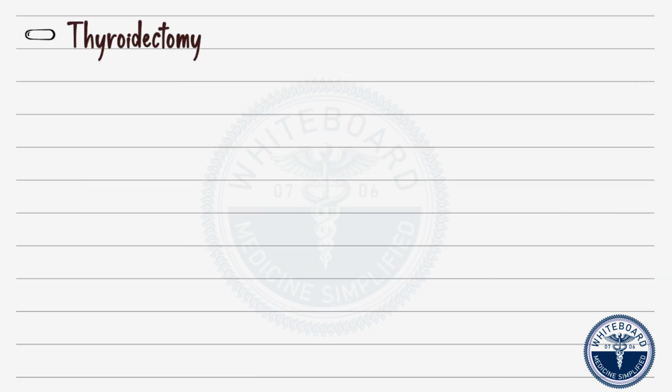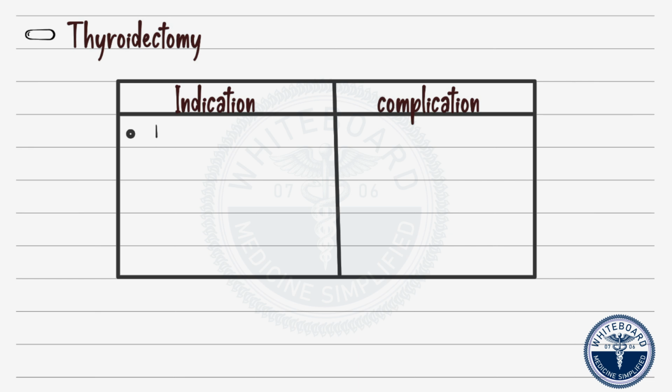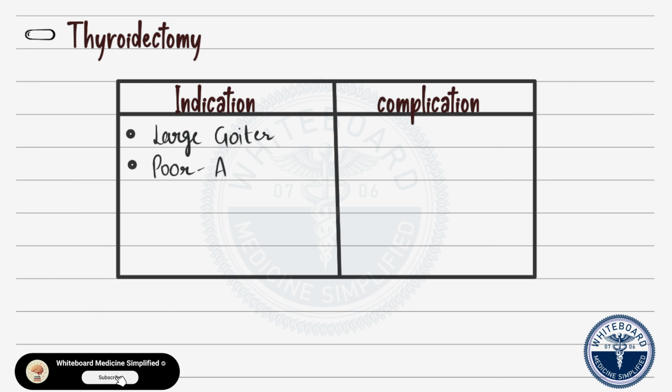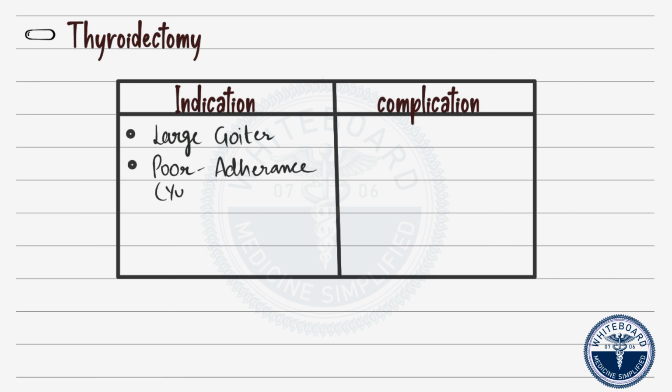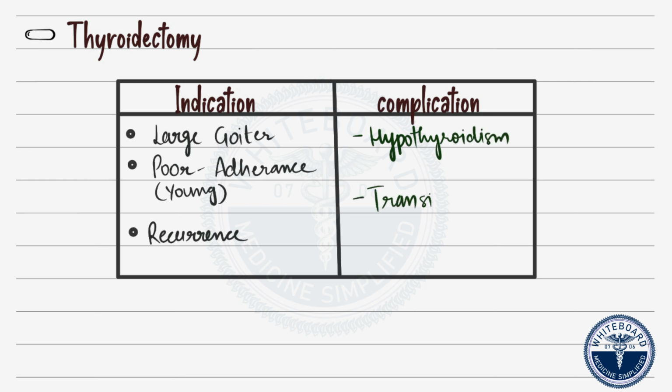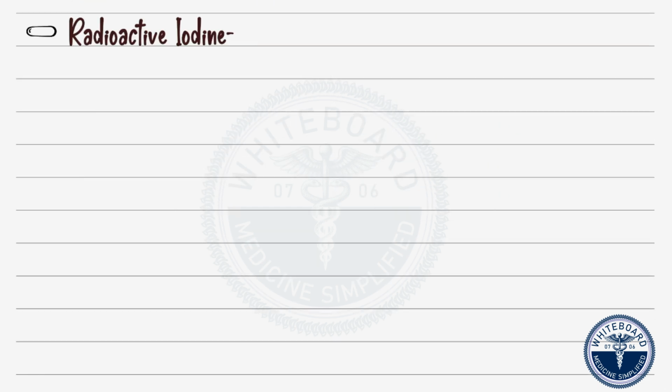Thyroidectomy. The common indications include a large goiter size, poor adherence, especially in a young patient, and if there is recurrent thyrotoxicosis. The most common complication of thyroidectomy is hypothyroidism, and sometimes there is transient hypocalcemia. Then we can use radioactive iodine for the treatment of hyperthyroidism.